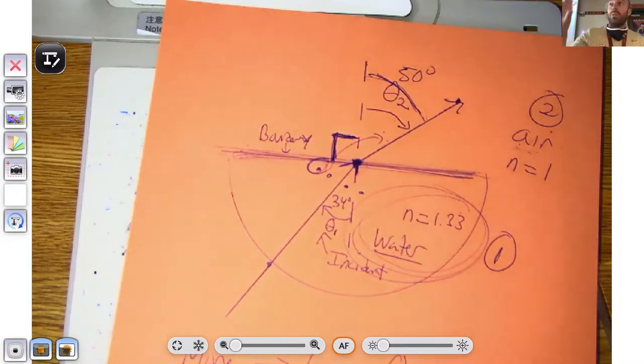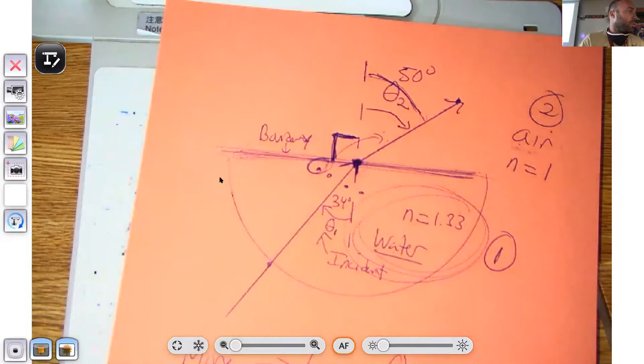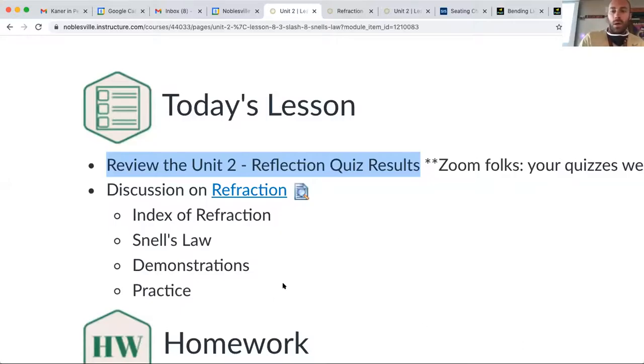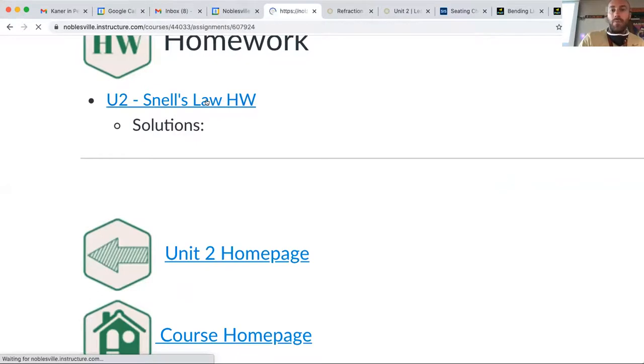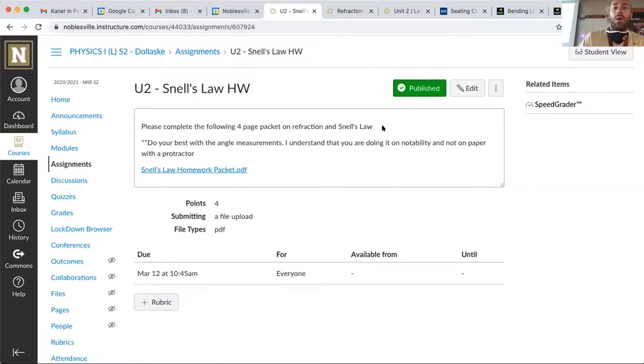All right. So the next time I see you guys is Friday. You have two assignments that are due by Friday. The first one is the Snell's Law packet. It is 4 pages. One thing that I want to draw your attention to, let me go ahead and share my screen with both folks in class as well as on Zoom. If you click on Snell's Law packet, here are your instructions. Please complete the following 4-page packet on refraction and Snell's Law. Hey, those are the two things that we talked about today. Makes sense that that's our assignment.